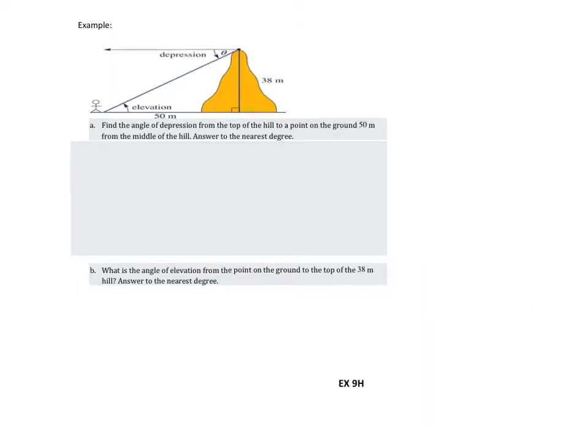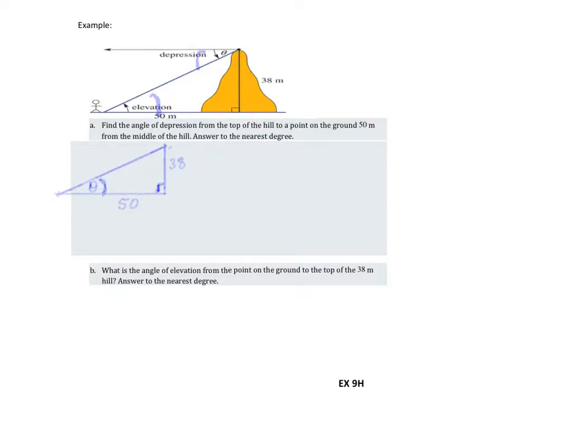Find the angle of depression from the top of the hill to a point on the ground which is 50 metres from the middle of the hill. And we need our answer to the nearest degree. Now you can see the diagram in front of you. It's all set out for you. And it's very clear there, because we know that the angle of depression is the same as the angle of elevation. So we can actually see what our triangle should look like. We know that because we want the angle of depression, which is the same as the elevation, that's the angle that we are looking for. We know this is 50 and this is 38, and there's our right angle. So again, pretty simple now that we have all the information there.